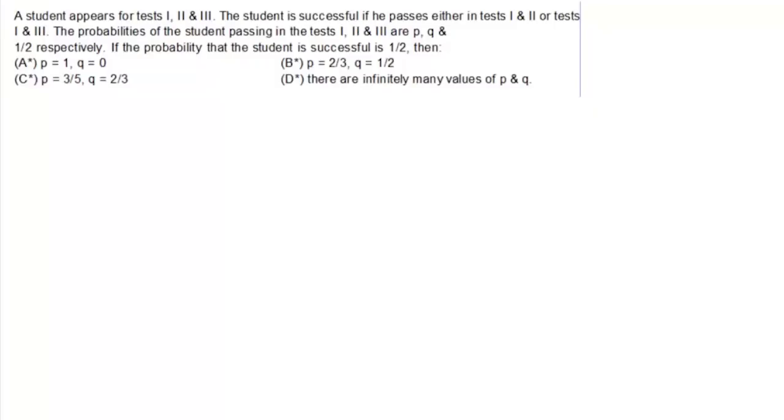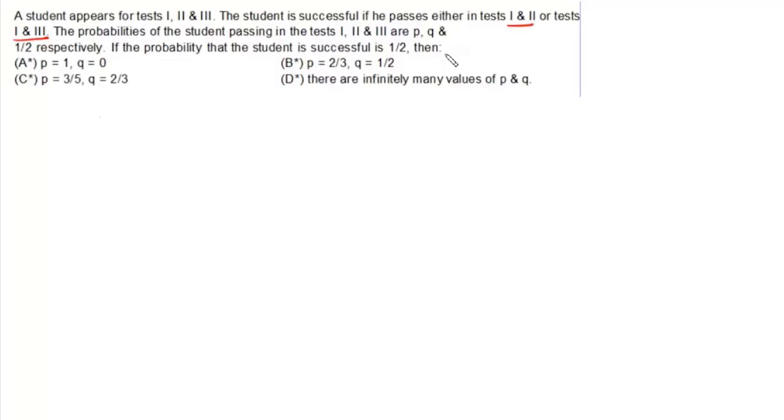Now the question is, a student appears for tests 1, 2 and 3. A student is successful if he passes either in test 1 and 2 or tests 1 and 3. The probability of student passing in tests 1, 2 and 3 are P, Q and 1 by 2. If the probability that student is successful is 1 by 2, then which of the following is correct?